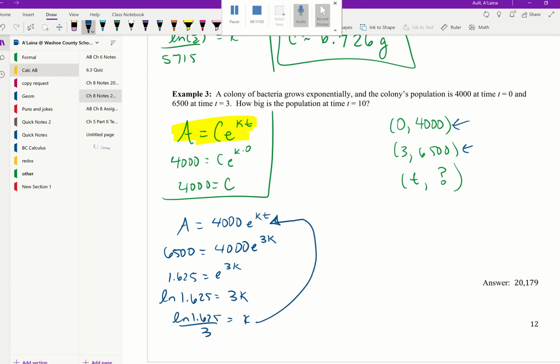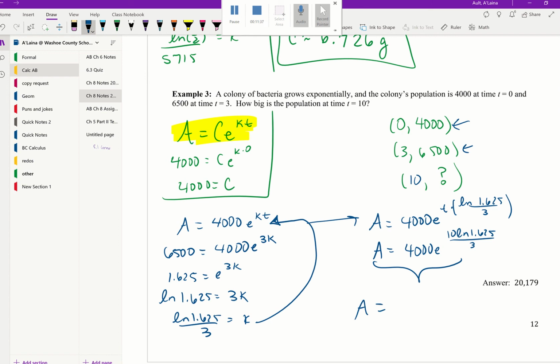So if I go back to this and customize further, a is equal to 4,000 times e to the power of kt. t is going to be 10 in this last one, times the value of k, which is the natural log of 1.625 over 3. And in this one, 10 is what t is. I am going to put that in front of the natural log because I don't want to be confused by thinking that I'm changing the argument. If I input this into the calculator, a is about 20,179 bacteria. Oh, look, I gave you the answer.